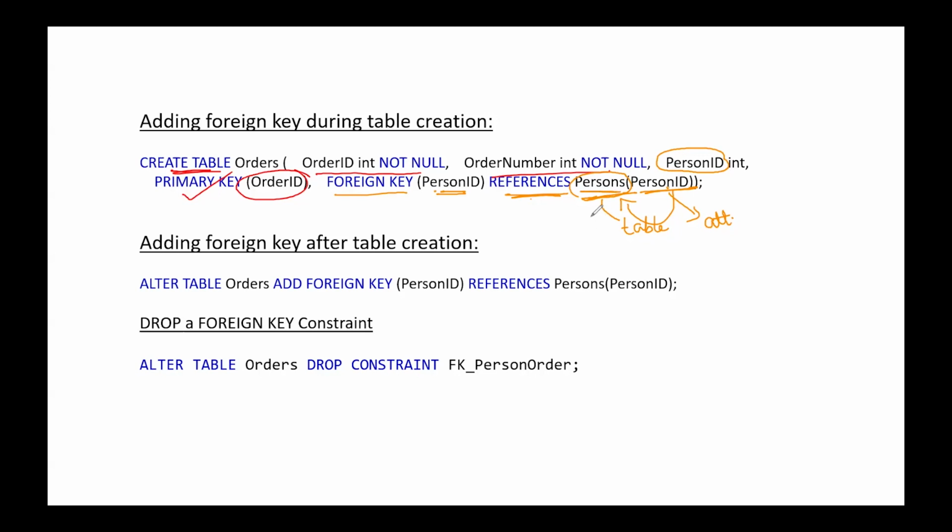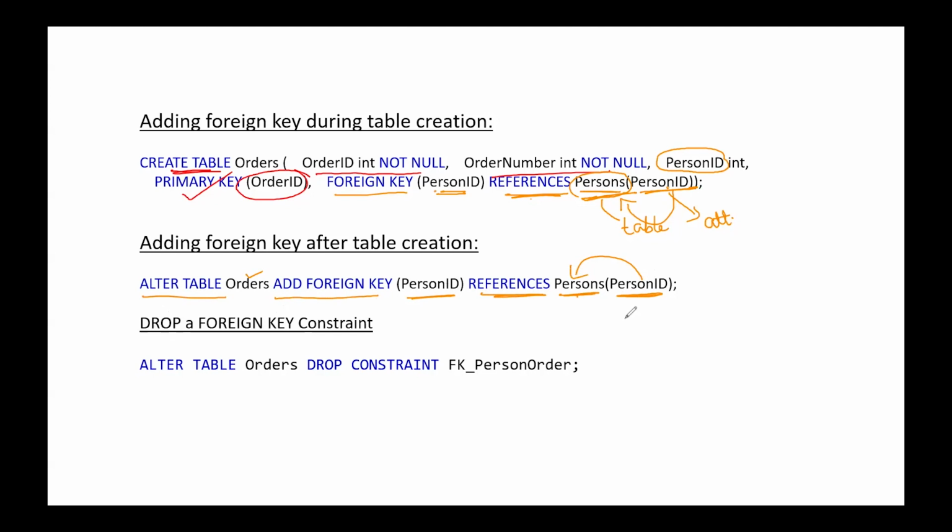Suppose I have already created my table and I want to add the foreign key later on. That time I can use alter table. So alter table orders, where orders is the table name, add foreign key person ID. Person ID is the column name I want to make a foreign key, referencing the table person, and person ID is the column which belongs to the person's table.